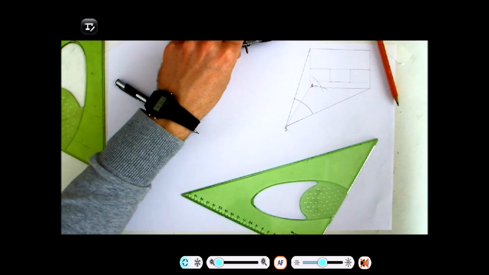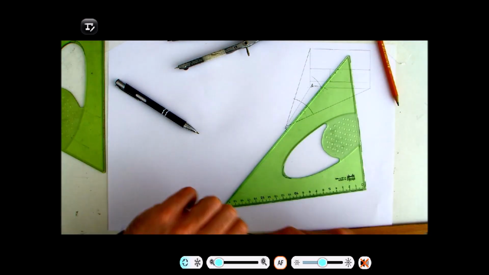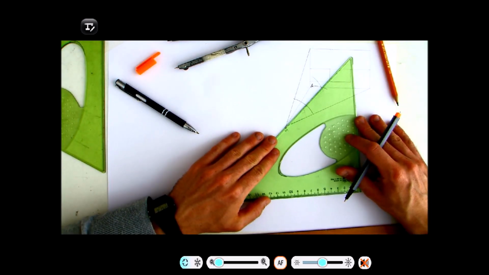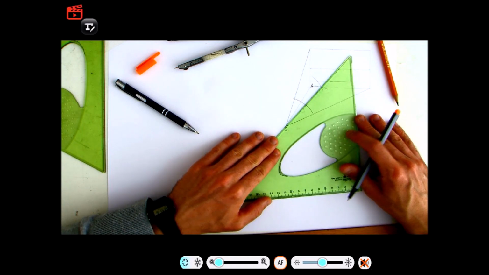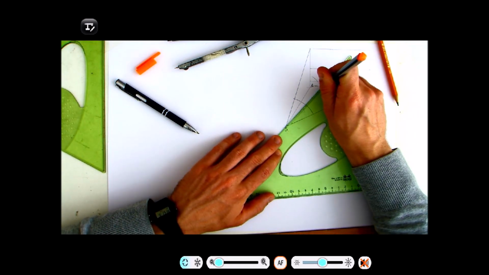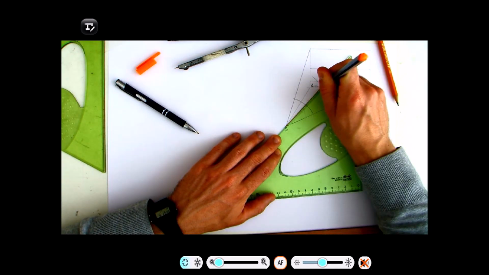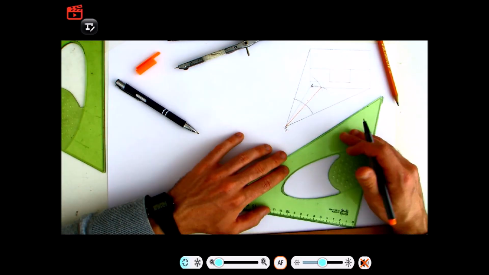And once we have that, we'll join the two of them up. Now sometimes at ordinary level they can give you the center line of vision or the angle of the picture plane, but in this one they have not.